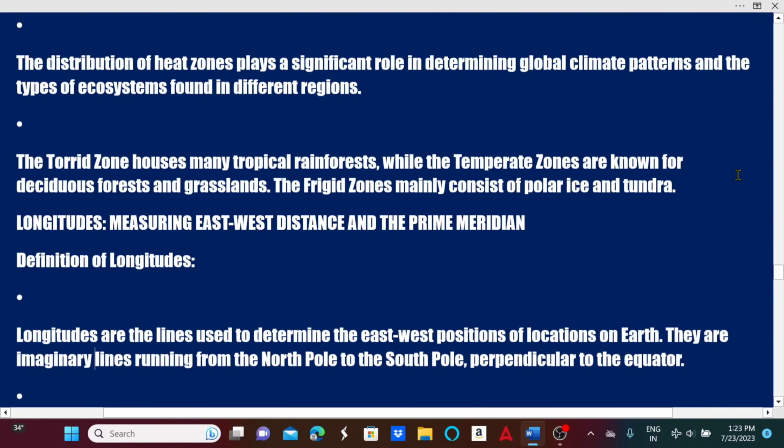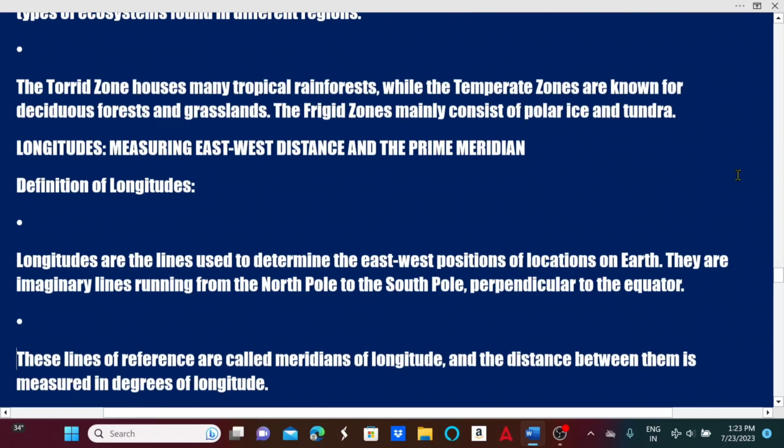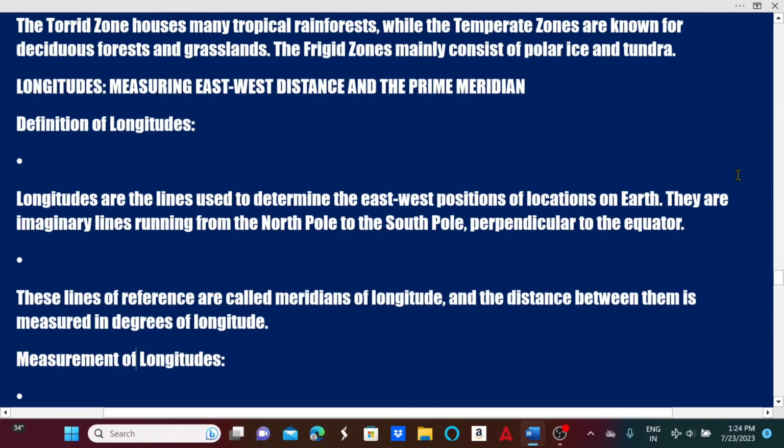They are imaginary lines running from the North Pole to the South Pole, perpendicular to the equator. These lines of reference are called meridians of longitude, and the distance between them is measured in degrees of longitude. Like the measurement of longitude.